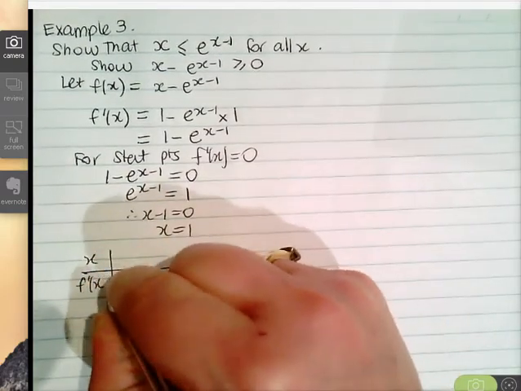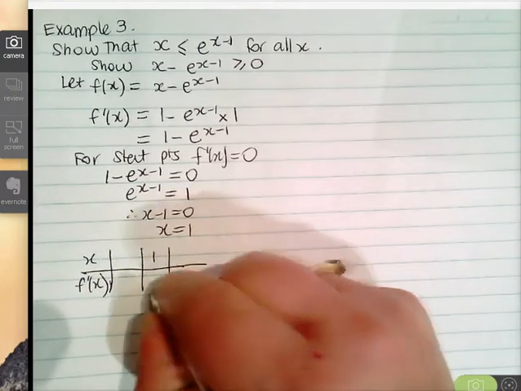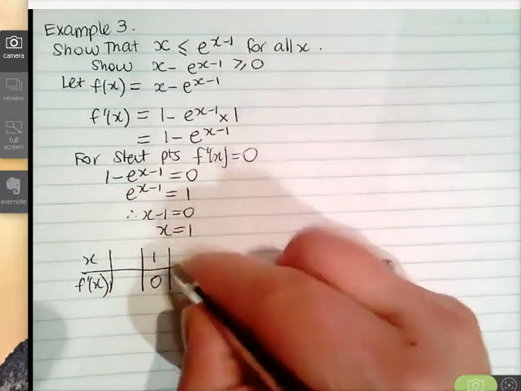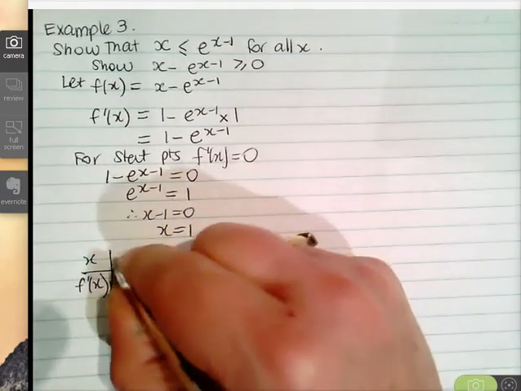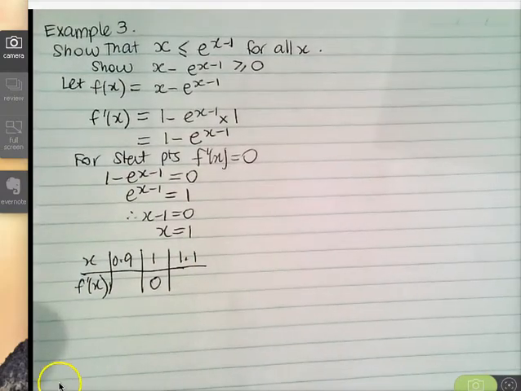Okay, now I think it might be easier to just look at the sign of the first derivative on either side of that stationary point. So when x is 1, your first derivative is 0. Then you can just look at a point a little bit above and a little bit below 1. You can just go to your calculator now and do that.